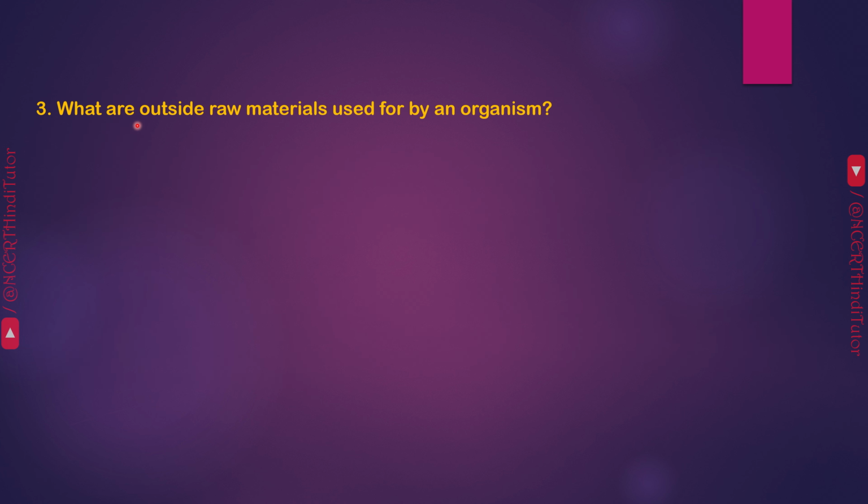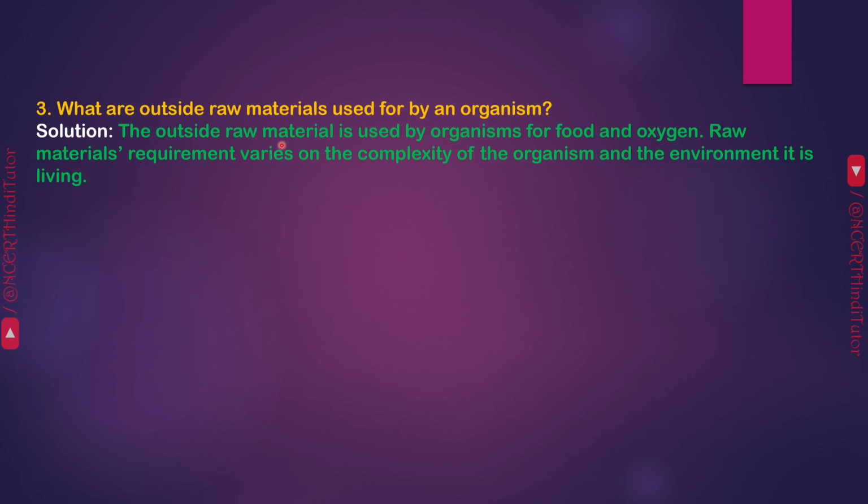Question 3. What are outside raw materials used for by an organism? Answer. The outside raw material is used by organisms for food and oxygen. Raw material requirement varies on the complexity of the organism and the environment it is living in.